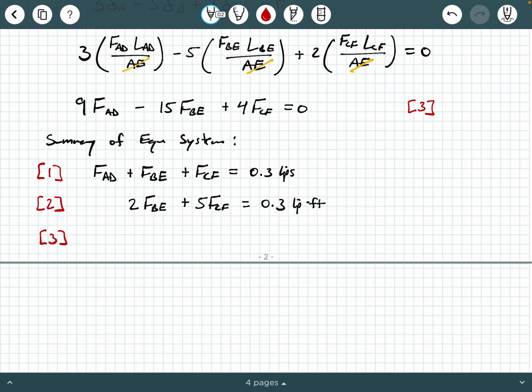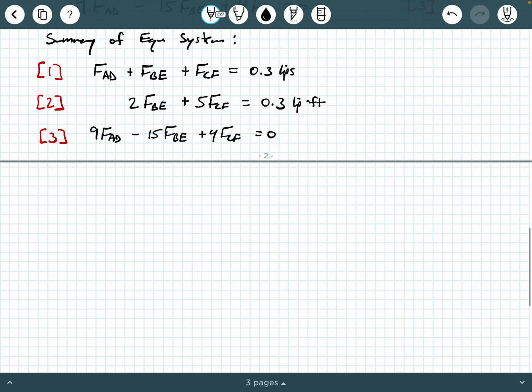Again, pause the video, make sure you know where these numbers are coming from. And then equation 3 that we just summarized, of course, is 9 FAD minus 15 FBE plus 4 FCF equals 0. Now, here's what I did here. I used the 3x3 system solver in my TI-36X Pro. It's a fantastic calculator. When you use this properly, you should get the following values.